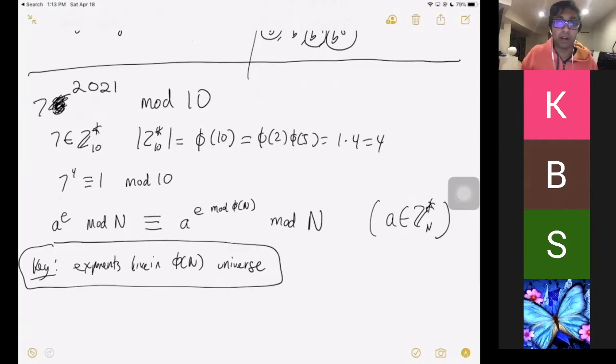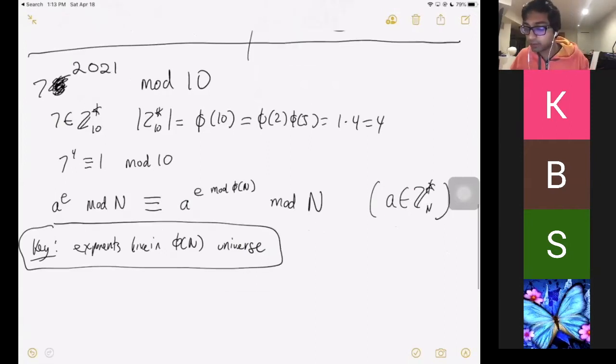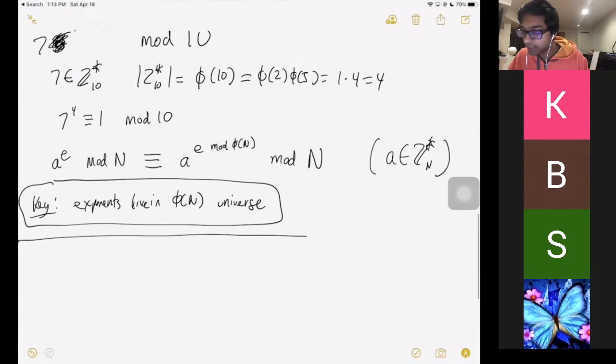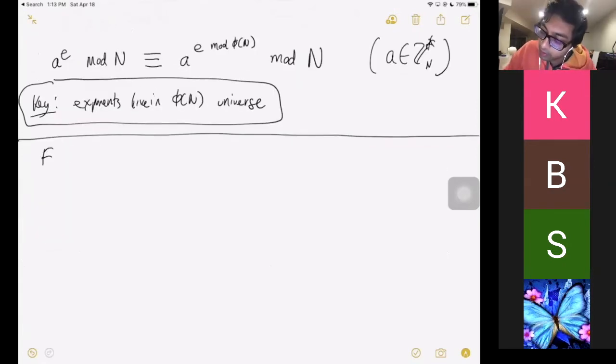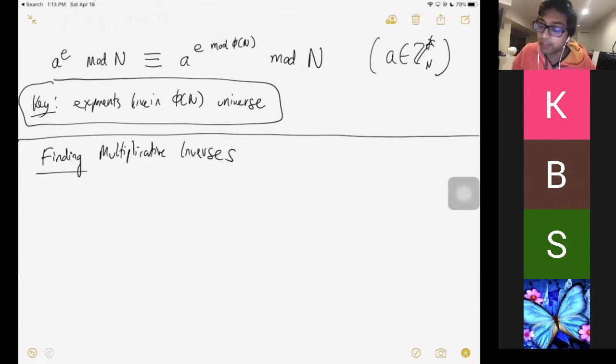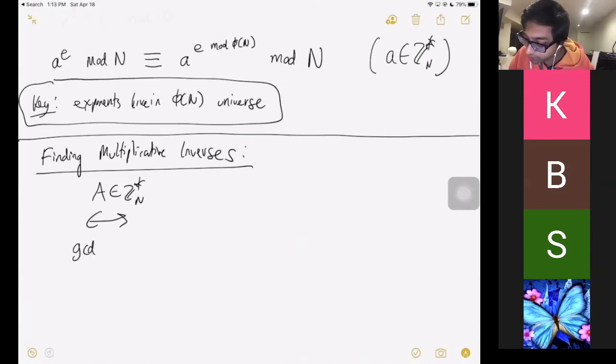Cool. All right, and now there's one more thing that I want to talk about. And that last thing is finding multiplicative inverses. Okay. And now if you're told that a is in Z star n, this is equivalent to the statement that the GCD of a and n is equal to 1. In other words, a and n are coprime.